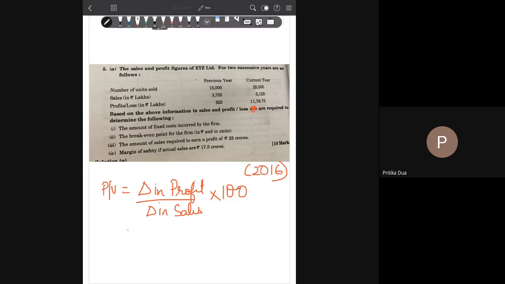Change in profit would be 1178.75 minus 825. Yes, 25.7%. 7 absolute 7 is coming, and there is a value after that as well. Are there more decimal places? Yes, Simran, how much? There is more after that. Yes beta, tell me after that. Take at least 2 decimal places. Yes, 25.73 is the correct answer.